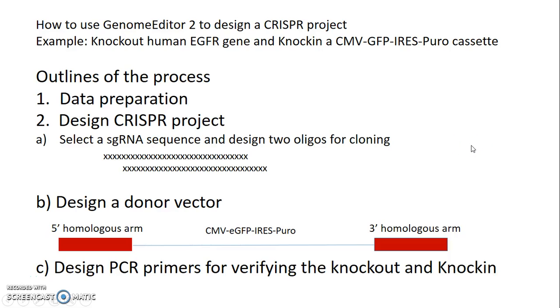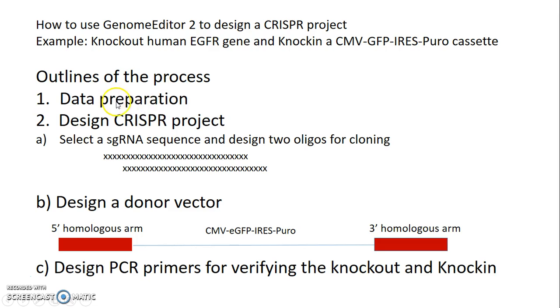Today, I'm going to show you how to use GenomeEditor 2.0 to design a CRISPR project. The example we use is a knockout of the human EGFR gene and a knock-in of a cassette, which is the CMV EGFP IRES Puro cassette.